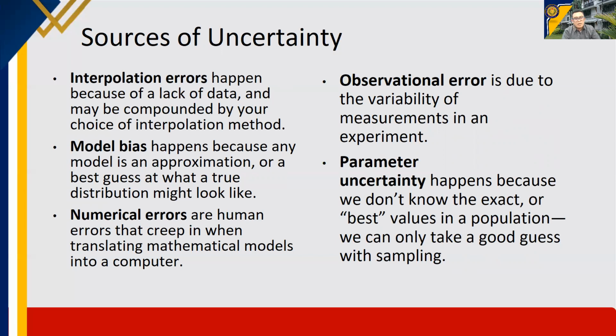Another one is parameter uncertainty. This happens because we don't know the exact or the best values in a population. We can only take a good guess with a particular sample. All right, so that's all about uncertainty.